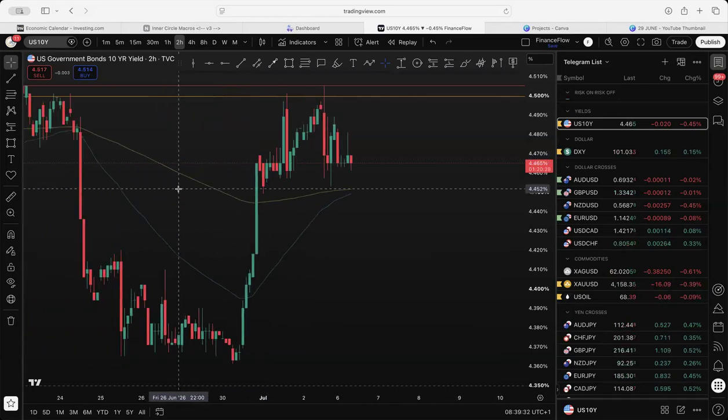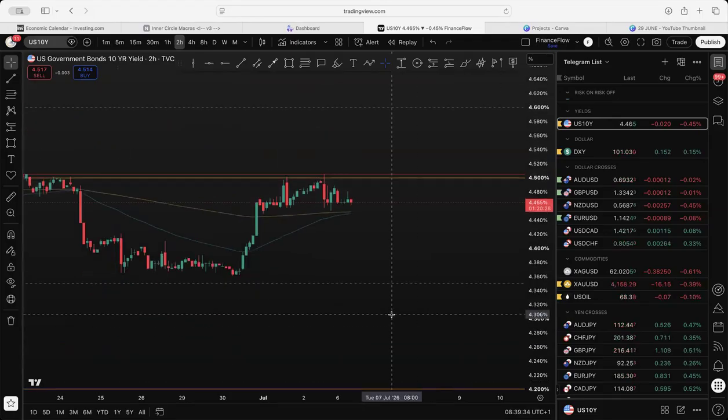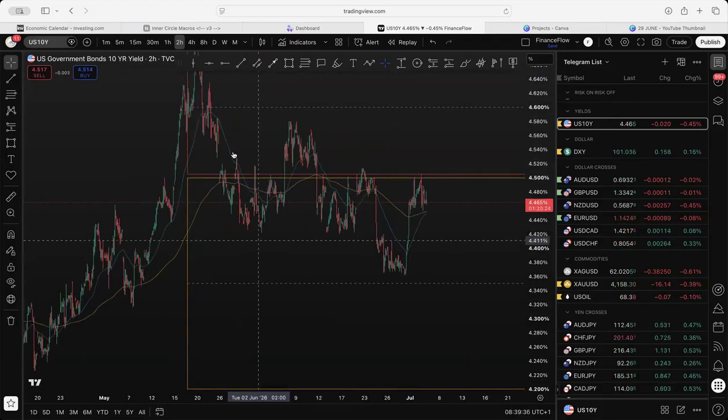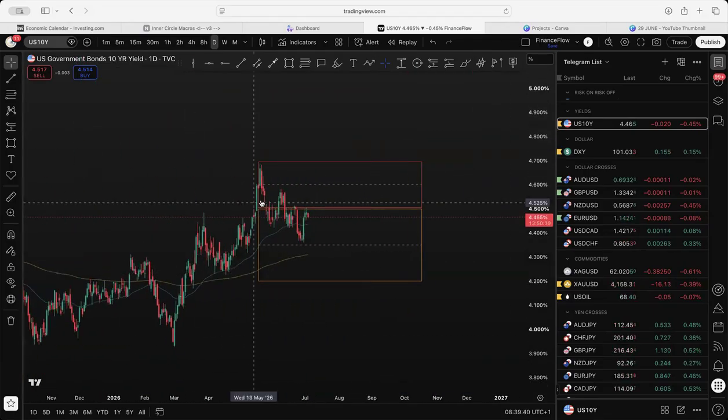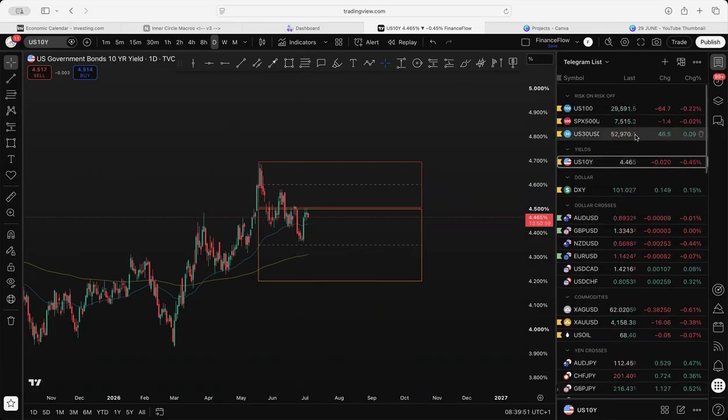But obviously the main thing is this level here is holding. Remember what I mentioned, it's that overall time frame here that yields, although they pip down into this area here, they've come straight back up. So there is still optimism flowing into the dollar. And then stock markets are round about break even.